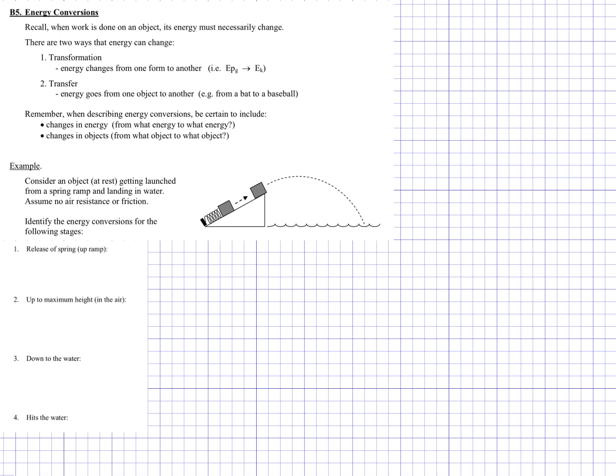All right, so we've got this object, and it's going to be compressed down into the loaded spring position and then released. So we need to think about the energy conversions of all these different phases. First of all, we're going to think about the release of the spring. So the moment that spring is released and it fires this object up the ramp, then we're going to consider the object as it's moving up to its maximum height in the air, so at this pinnacle of its projectile motion. And then we're going to think about the object as it moves down to the water, and then finally as it hits the ground.